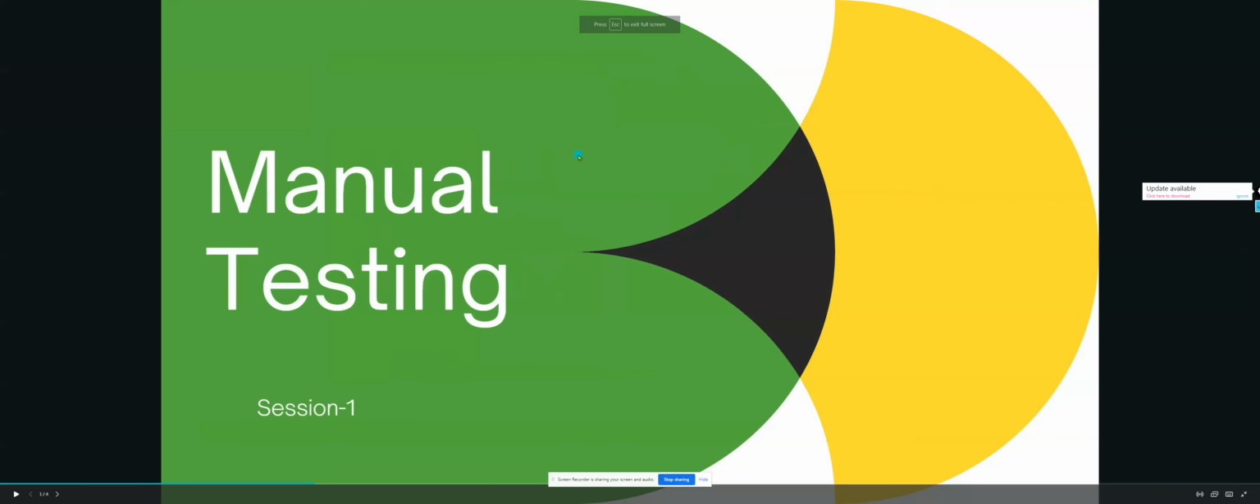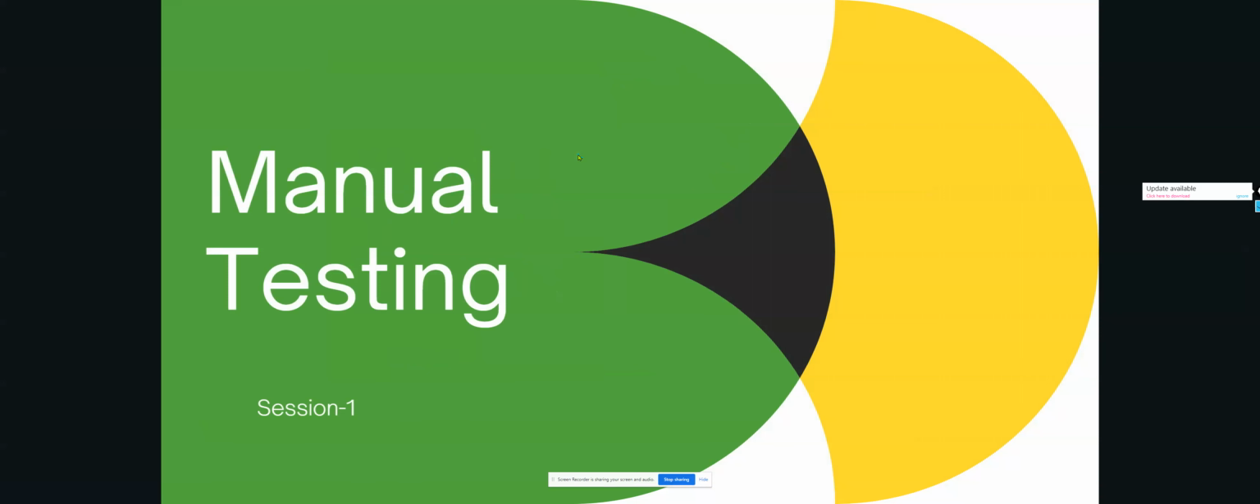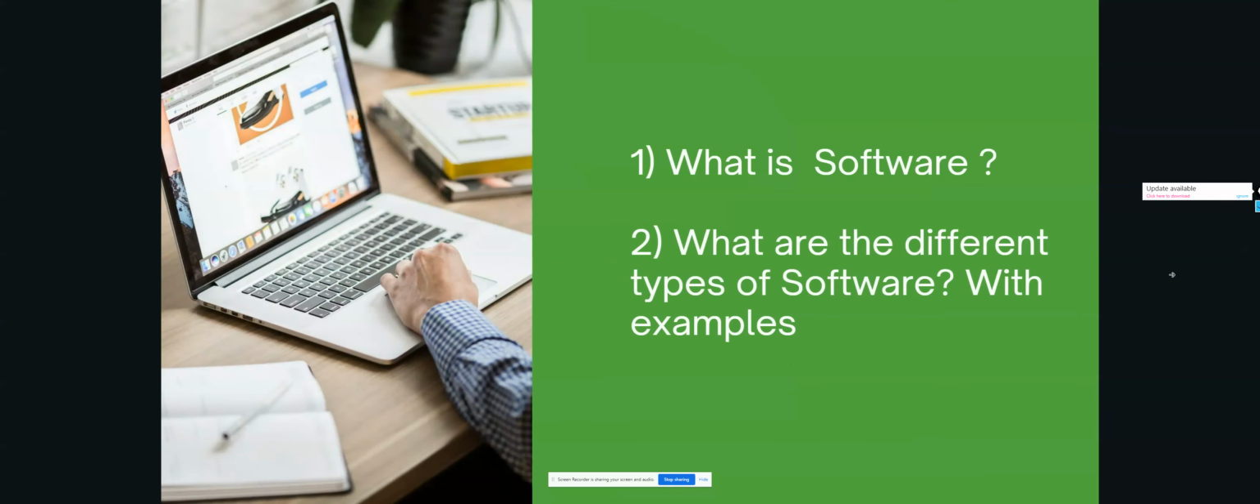And today we are going to start with the topics in manual testing. Before starting manual testing, as I said in my introduction class, you should know what is software and what is software testing. Only then can you go further into the manual testing topics. Today we are going to discuss two questions: what is software, and what are the different types of software, with some examples.